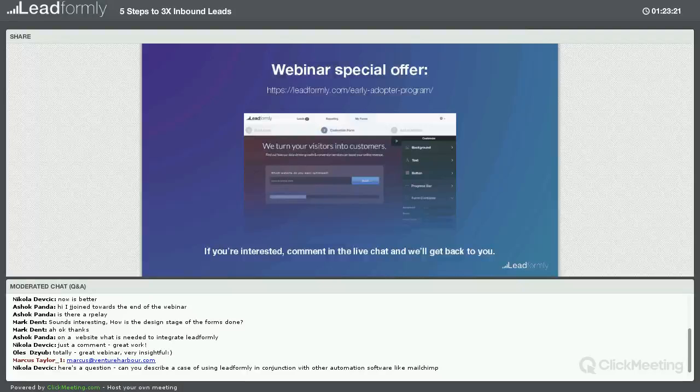So we've tried really hard not to build a piece of software that tries to do everything. Leadformly is really good at the lead capture forms. It's the first piece in actually getting the lead into the right list or the right funnel, and then you can do all the nurturing with tools like Infusionsoft or MailChimp or whichever tool you're using.